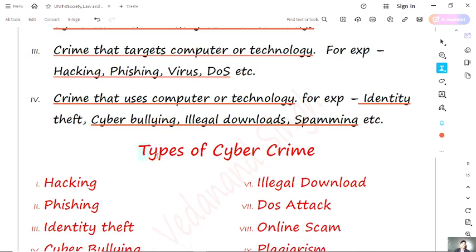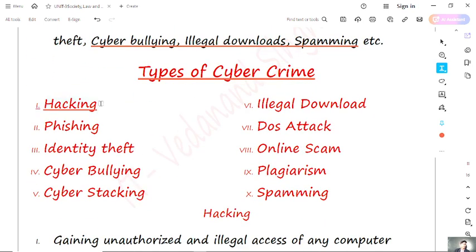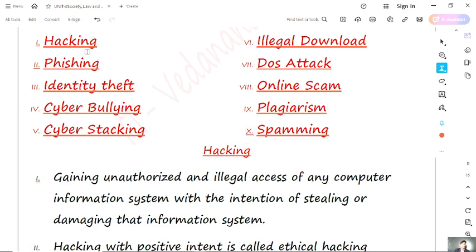So now the types of cyber crimes. How many types of cyber crimes are there? You can see here. One is phishing. We'll discuss all one by one: hacking, phishing, identity theft, cyber bullying, cyber stalking, illegal downloading, DOS attack, online scam, plagiarism, and spamming. First is hacking.